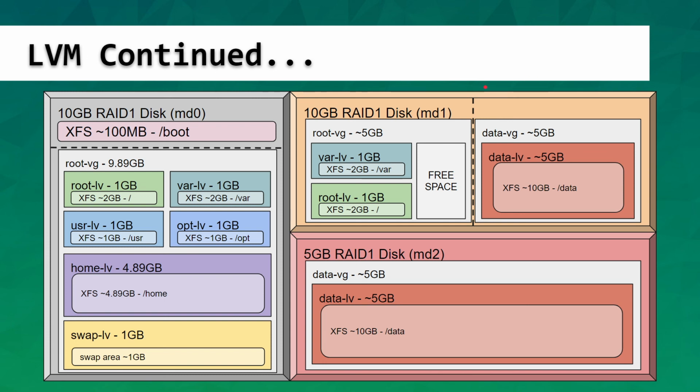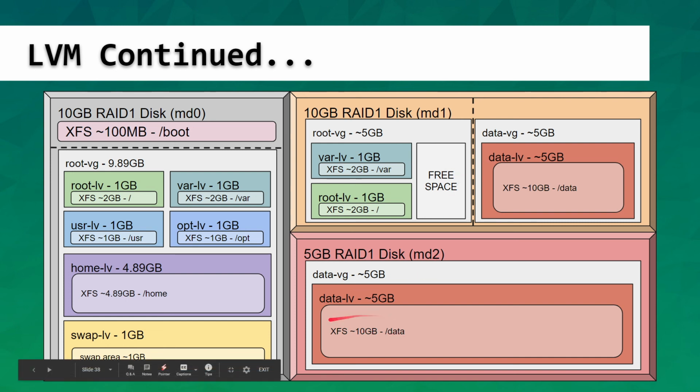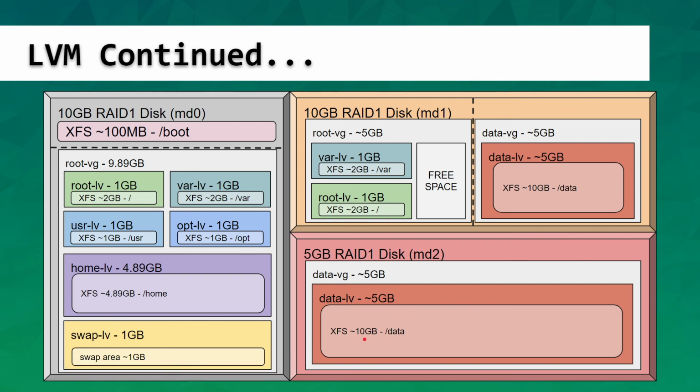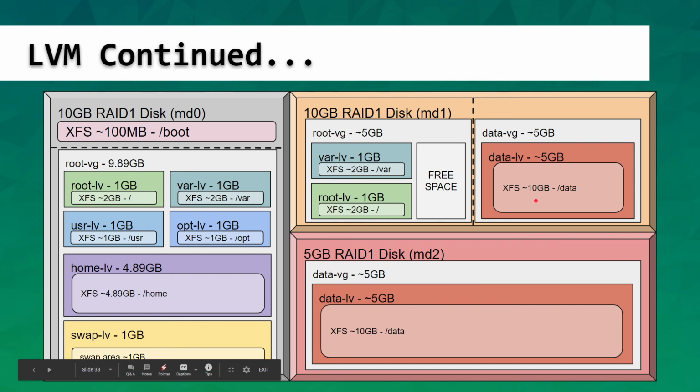It's possible for us to partition things in a way where 5 gigs of the root volume group is on MD1. Almost 10 gigs of the root volume group is on MD0. There's still some free space inside of that. We have this data logical volume and /data drive down here that's 10 gigabytes, but is spanned across a 5 gigabyte RAID 1 and half of a 10 gigabyte RAID 1.